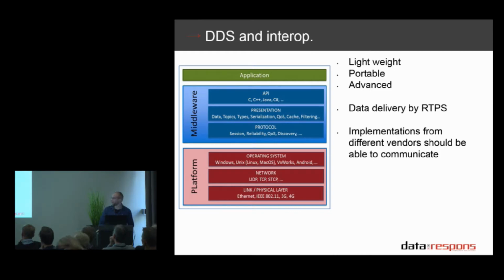So the goal is to have a middleware that hides your platform from you. So you don't have to know the operating system. You don't have to know IP addresses of what you connect. And there's a lot of stuff you don't have to set up once the DDS is running, because it sends a lot of multicast packages everywhere to discover each other, and then builds its own network topology, discovers who listens to who, and then you don't have to do that yourself.